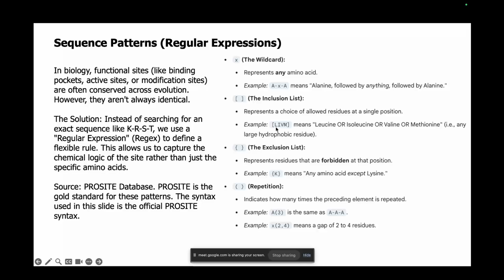So for example, if you give something like this, it means that at that particular position there can be a leucine, isoleucine, valine, or methionine, or something like that. You can give an exclusion list. At that position it can't be lysine but any other amino acid, and so this is the syntax of how it looks. This is the database, ProSite, you can take a look at it.